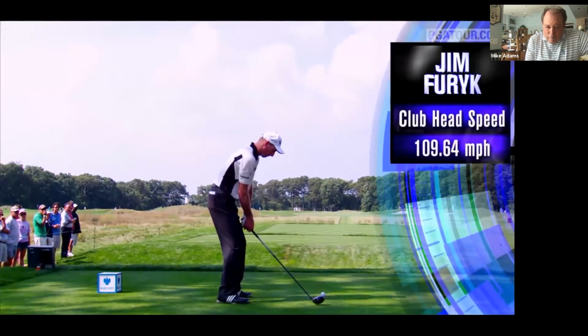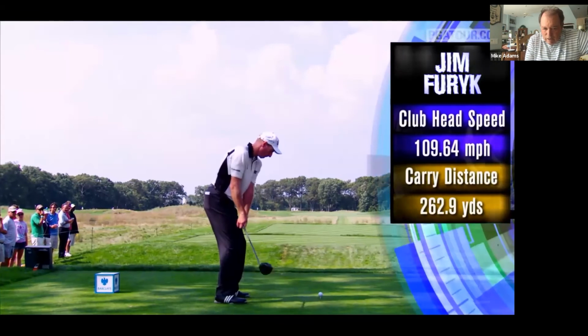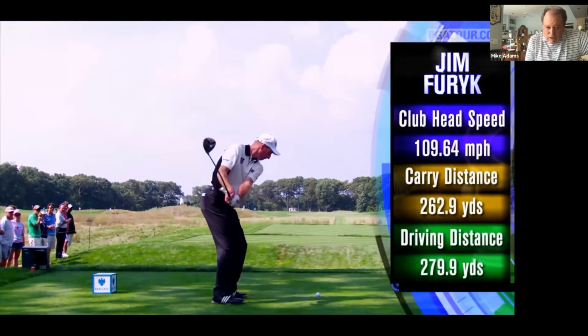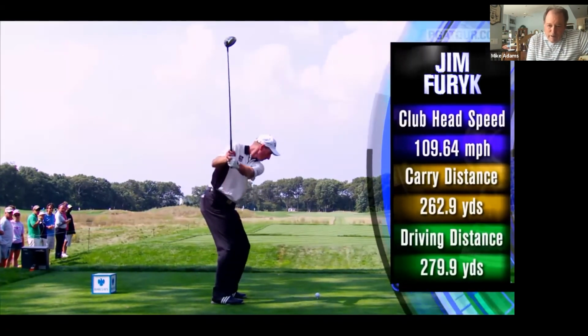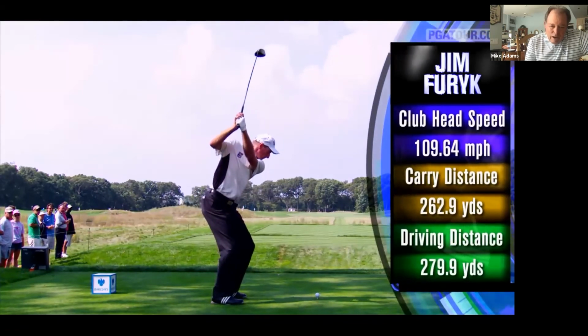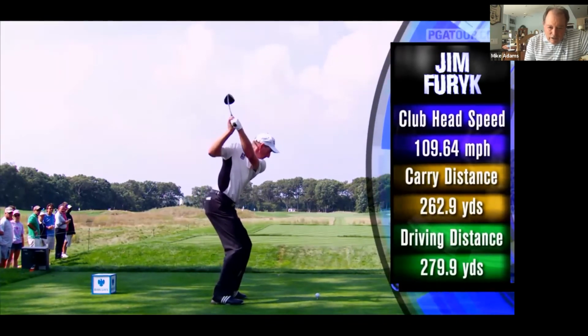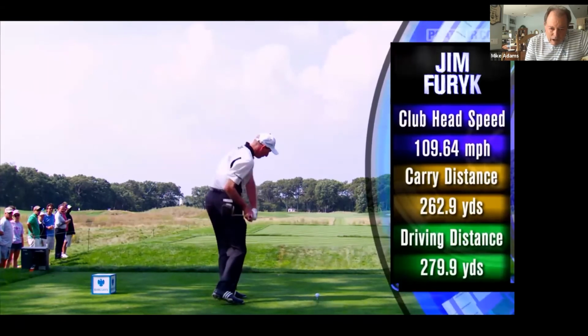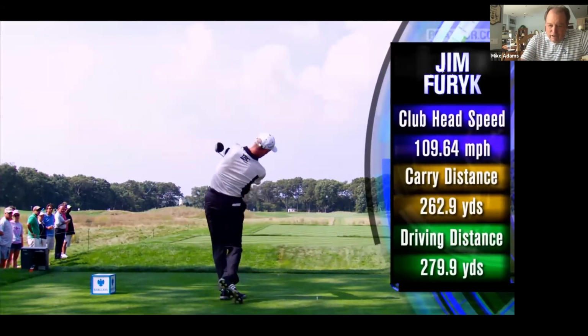So when Furyk goes back, right hand stays on top, club hinges up, longer arms, takes the club back upright, on top, brings the right elbow behind, and he swings down into the left.